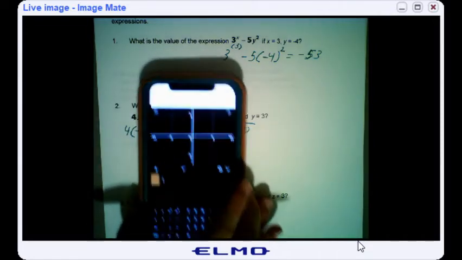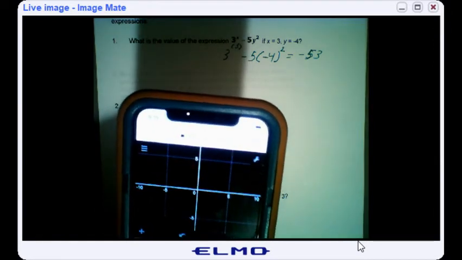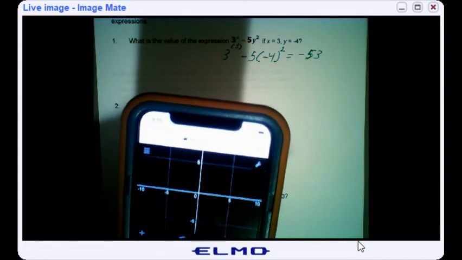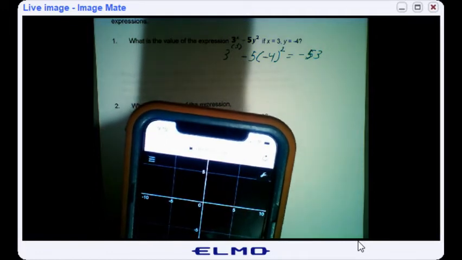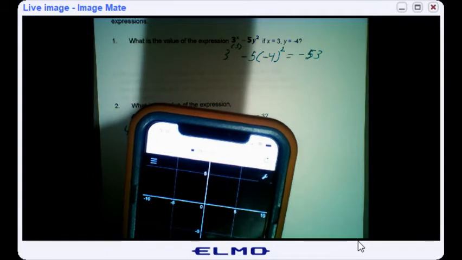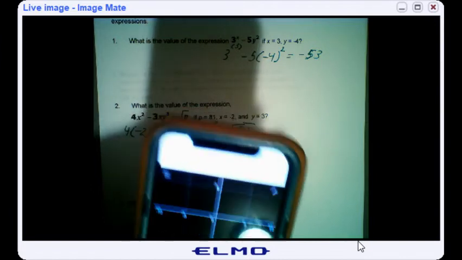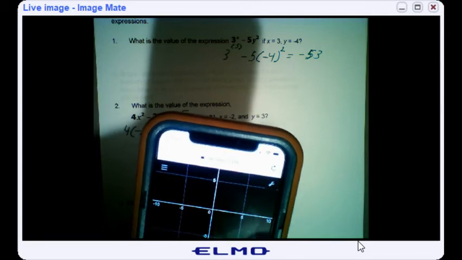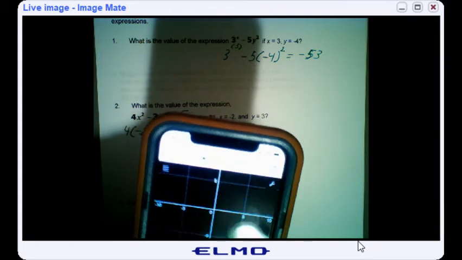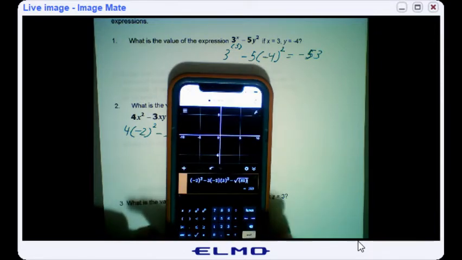And then again, I can just use Desmos. So when I type it in, I'm going to do 4, and my parentheses, negative 2 squared minus 3 negative 2, 3 cubed, minus square root of parentheses 81. And it tells me it's 169.